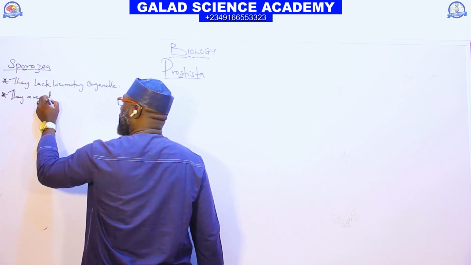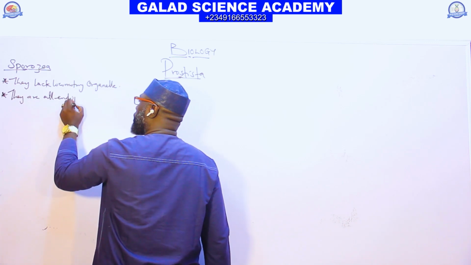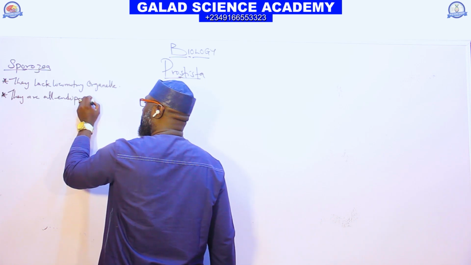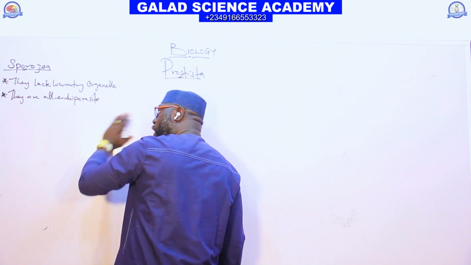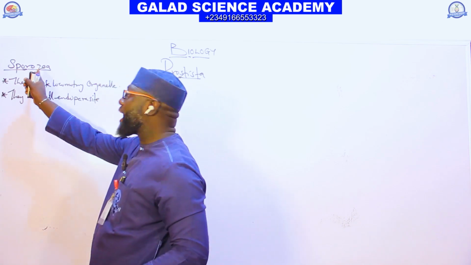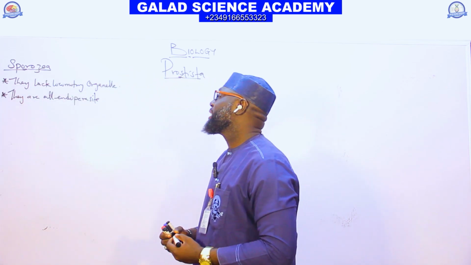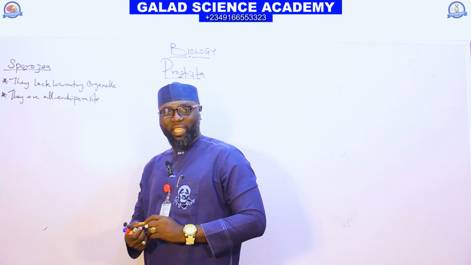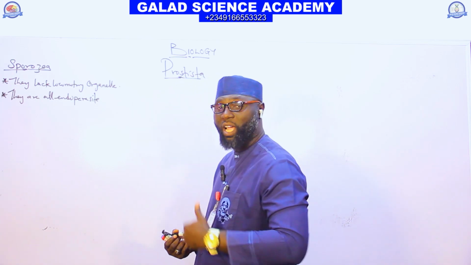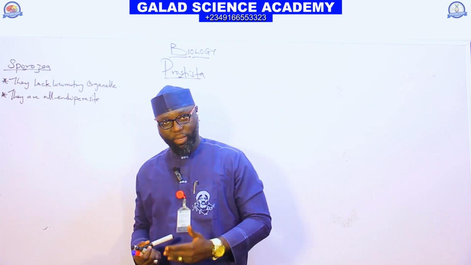Number 2, they are all endoparasites. So all the species of Sporozoa are endoparasites. They are parasites which can be found inside the body of animals.